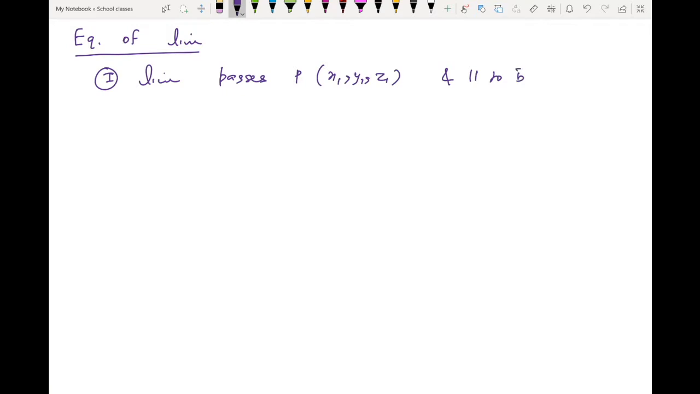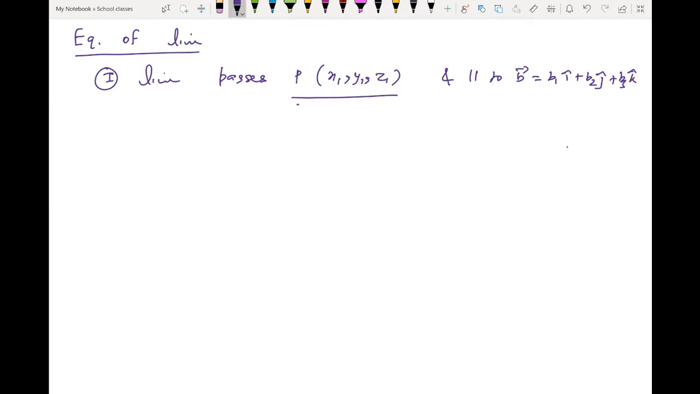In the last class, we studied the equation of a line. The first case was when a line passes through a point, let's say (x1, y1, z1), and is parallel to the vector b, which is b1 i cap plus b2 j cap plus b3 k cap. What was the equation of the line?